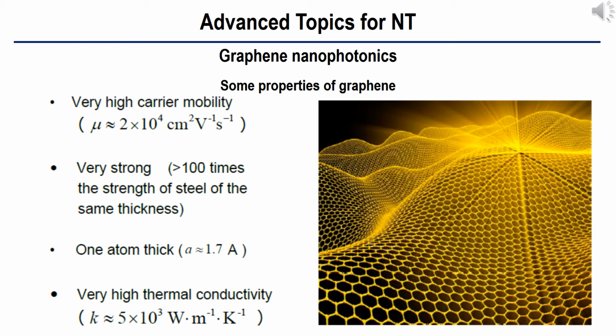Now, I would like to share some advanced topics of nanotechnology by focusing on graphene nanophotonics. Basically, graphene is a fascinating carbonaceous two-dimensional nanomaterial, as introduced in lecture 2. It has very high carrier mobility. It is also mechanically very strong. It is very thin, with atomistic thickness. In addition, it has very high thermal conductivity.